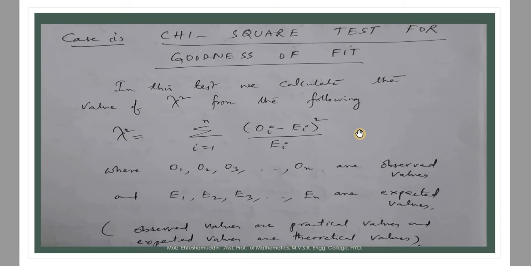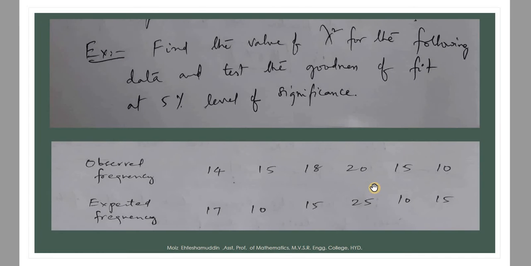Let us take up a problem, the chi-square test in case 1, where we are checking the goodness of fit. This is the chi-square value we have to calculate. That is nothing but the summation of these terms. In the numerator there is a square, in the denominator there is no square, and this square is taken for the difference of the observed values and the expected values. We'll see this in a problem.